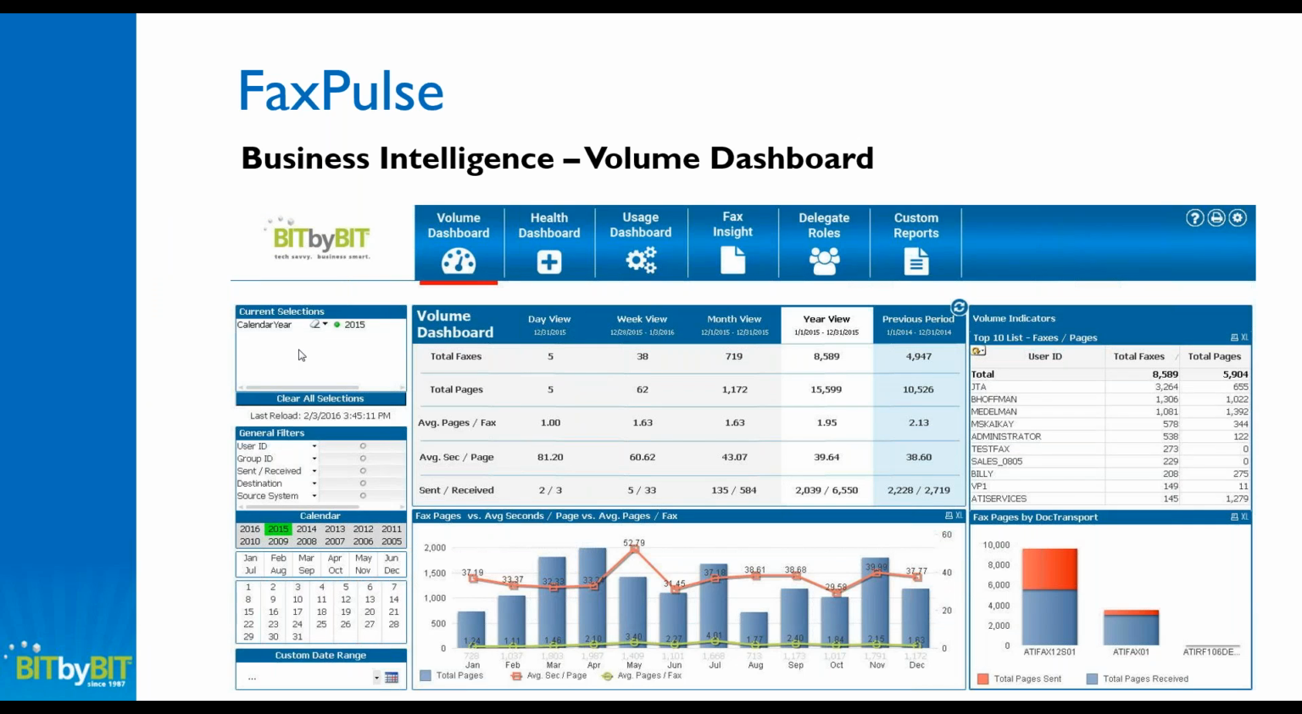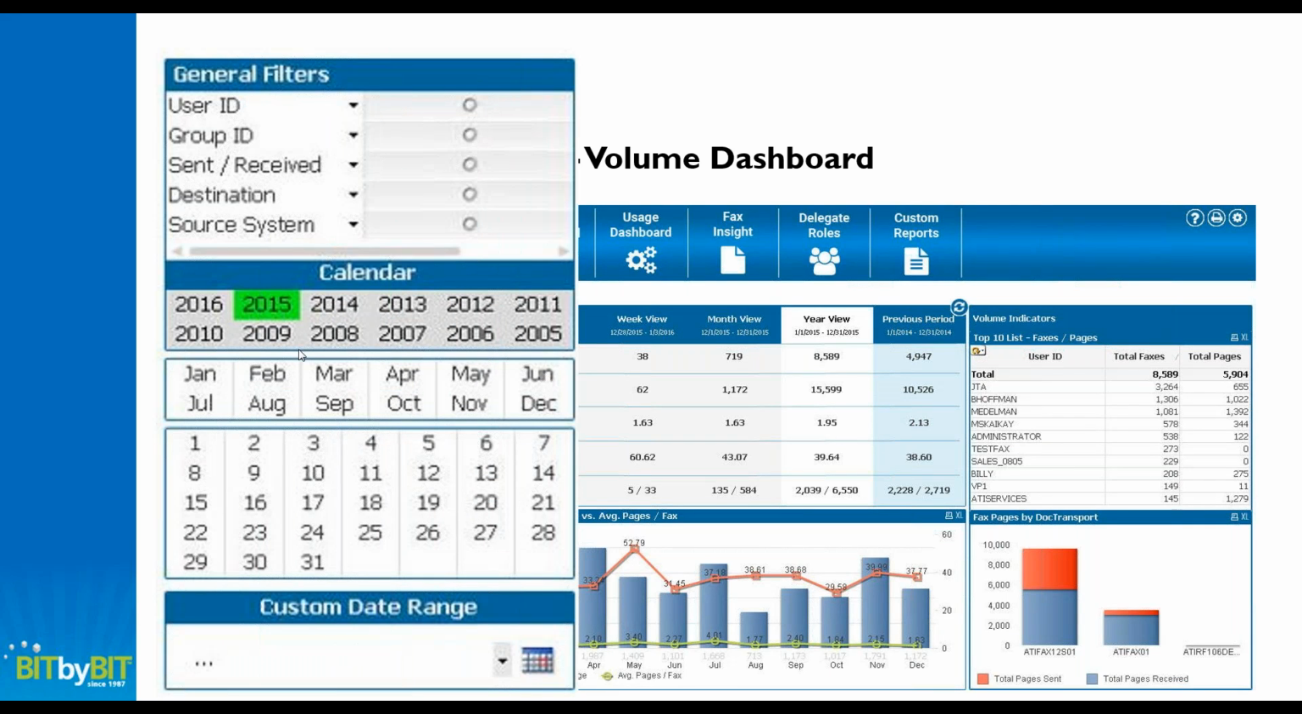In terms of filtering, if you look over here, you're going to see there's a whole bunch of different ways you can parse this information. So maybe you just want to look this up by user or by group and see the trends for those particular groups. Maybe you want to see sent or received, or who the fax was sent to. If there's a lot of issues with the same number, you can identify where a lot of your problems are coming from. It's also nice. Right now, you're looking at just the 2015 report, but you can do it by year, month, day, or you can set a custom date range.